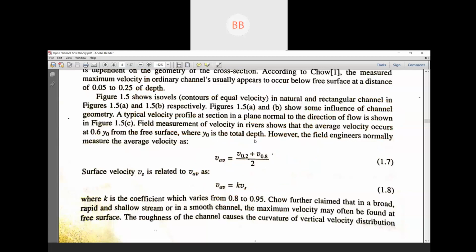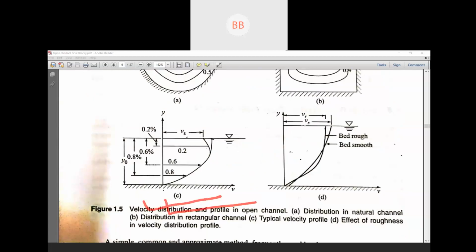You can see here in this diagram, this is the bottom of the channel. When it goes up, you can see your velocity increases, and when it reaches the top of the channel, or you can say the free surface, your velocity gets reduced.